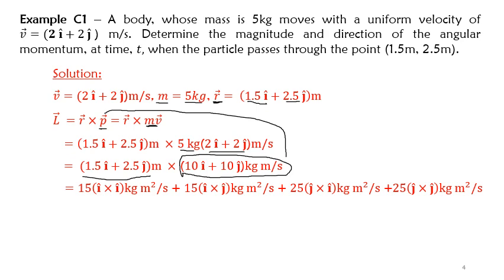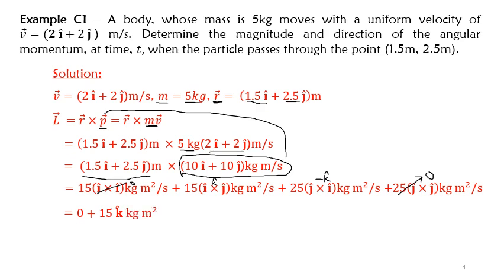Recall that I cross I means they are parallel. The angle between them is 0, so sine 0 is 0. So this becomes 0. Likewise, J cross J becomes 0. IJ is K. Sorry, IJ is K. And J cross I will be minus K. So we see the next expression.